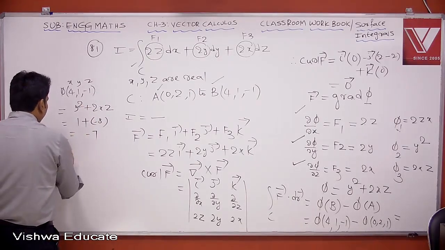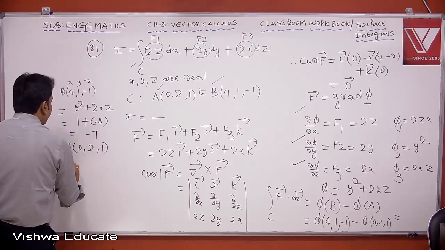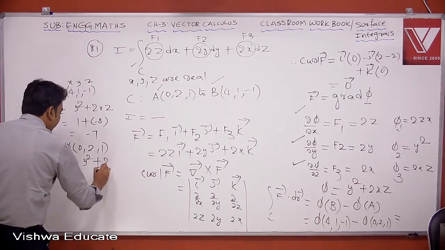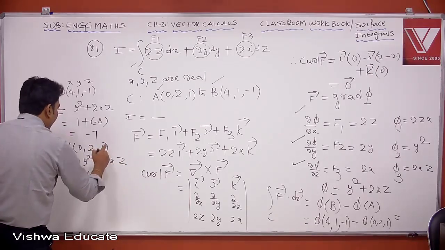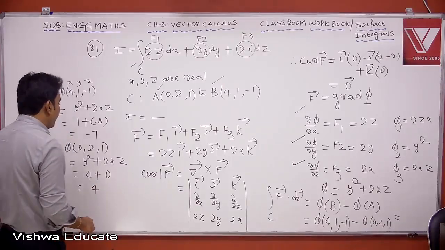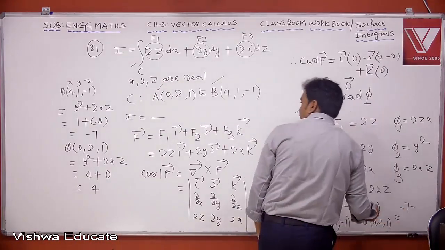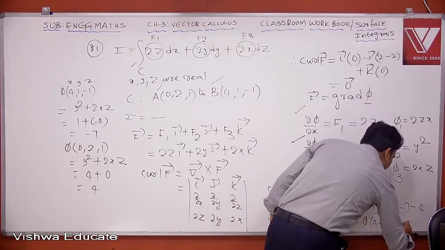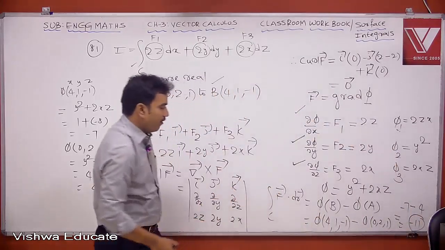Now what is phi of the first point a? That is (0, 2, 1). So this is again y square plus 2xz. The y value is 2, so this is 4, and anyhow this term is 0. So here this value is 4. Therefore, this value is minus 7 minus 4. So in this case, the value of the final line integral is minus 11.